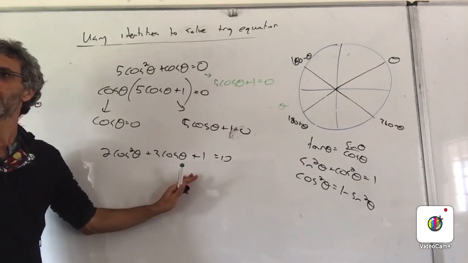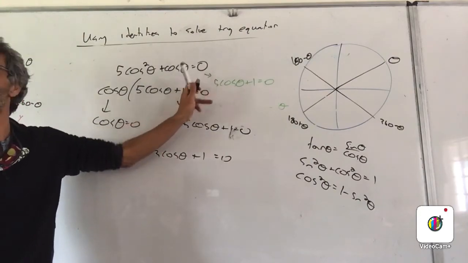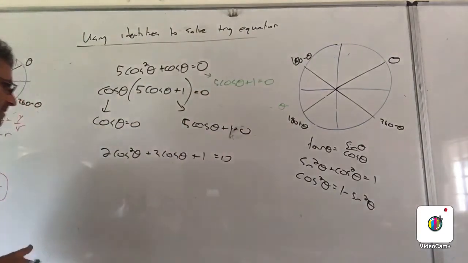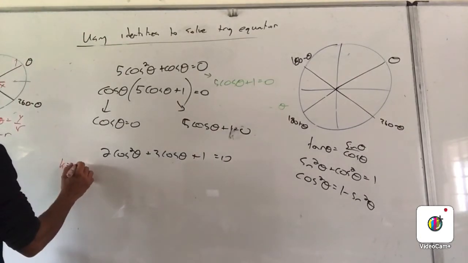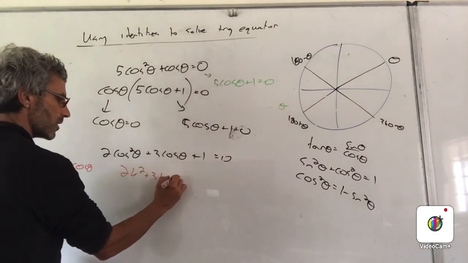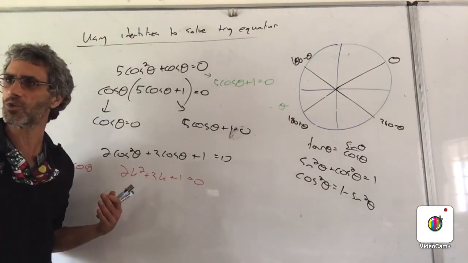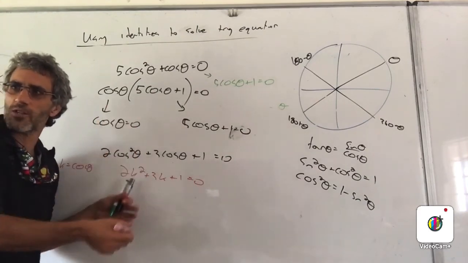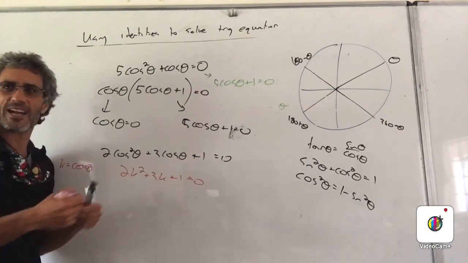Move the 1? No, because that only works when this is 0. K method. Then I'm going to do a K method. So what is k going to be? Cos. So I'm going to write 2k squared plus 3k plus 1, which hopefully has a solution. I just made it up, so maybe there's no solution to it. Don't try and solve it. Definitely don't copy it. It probably doesn't have solutions. But that's the idea.